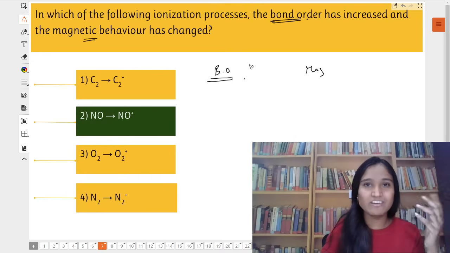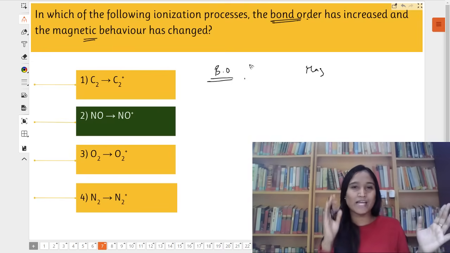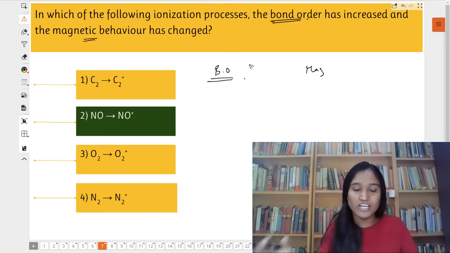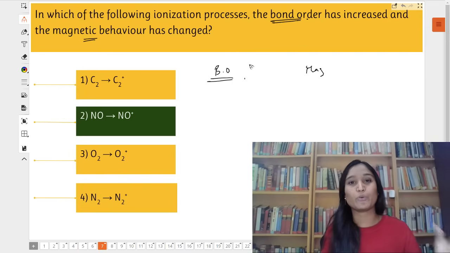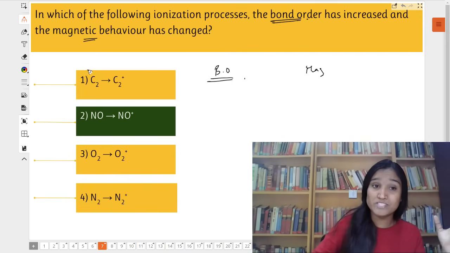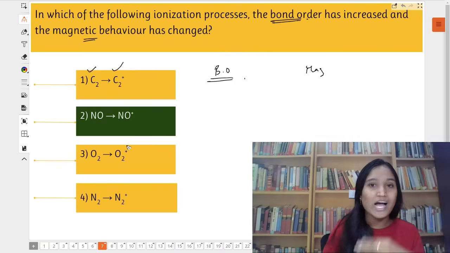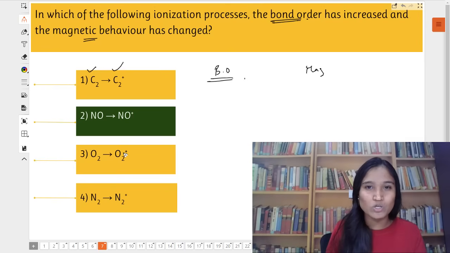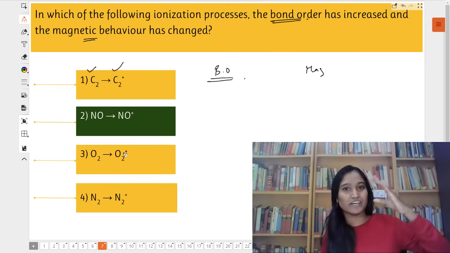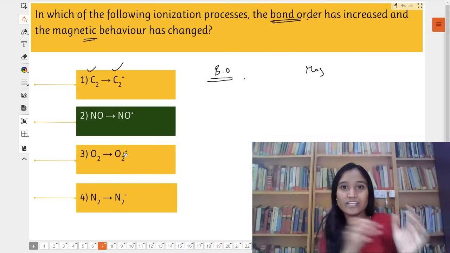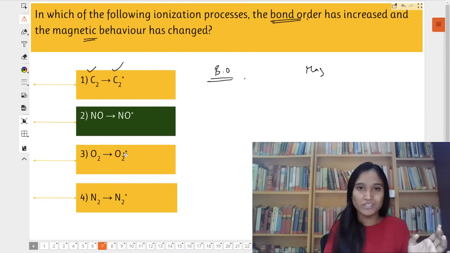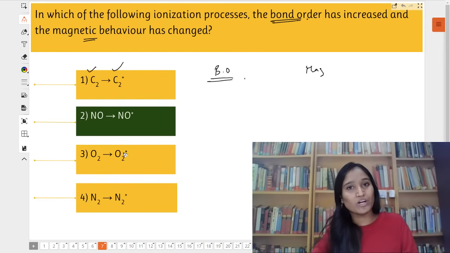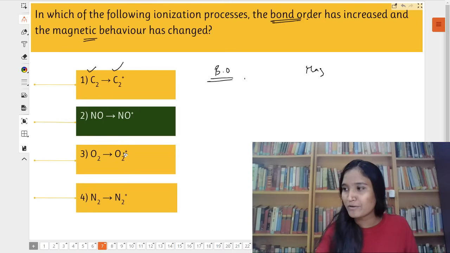Bond order is nothing but half the difference between bonding and anti-bonding electrons present in the molecular orbitals. So you have to first write the electronic configuration of C2 and then of C2 plus 2. Identify how many bonding electrons and how many anti-bonding electrons you have, take the difference, divide it by 2, identify bond order, and then compare if it is increasing or decreasing. That's not over, you then have to compare magnetic property as well. Isn't it time consuming? Is it a little time consuming?